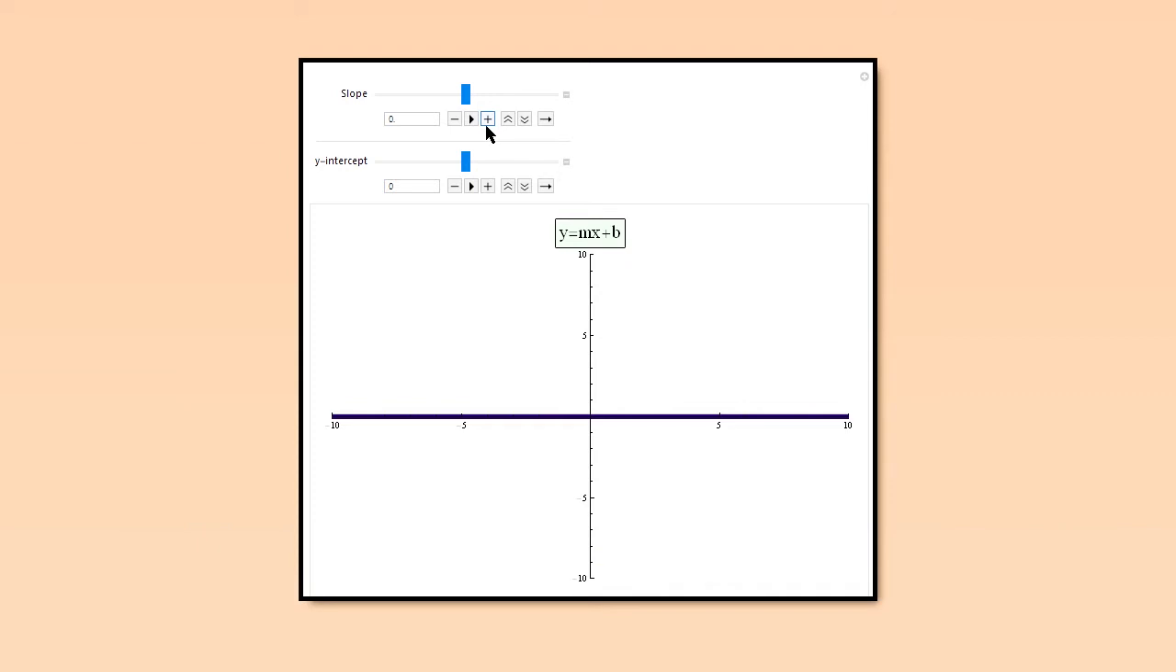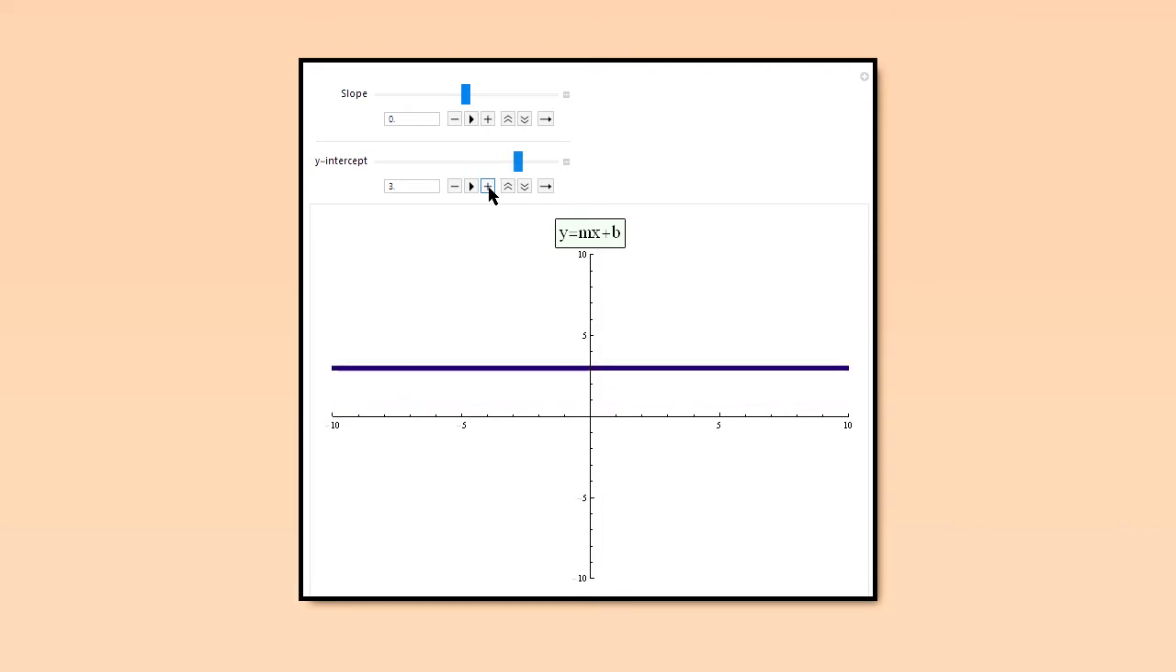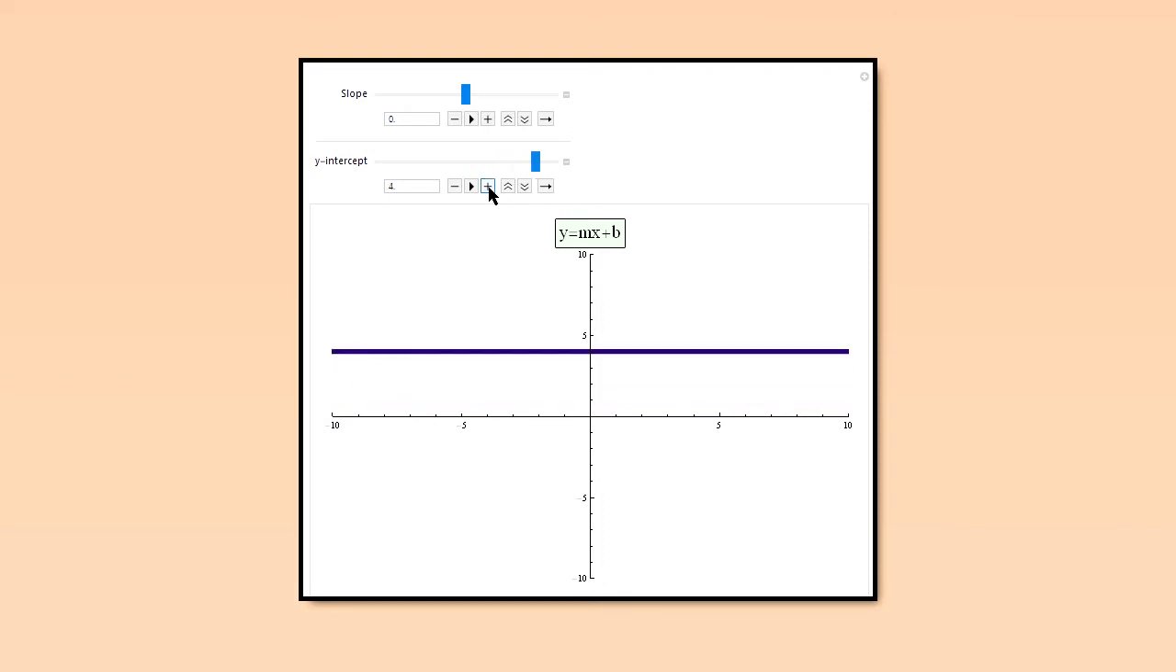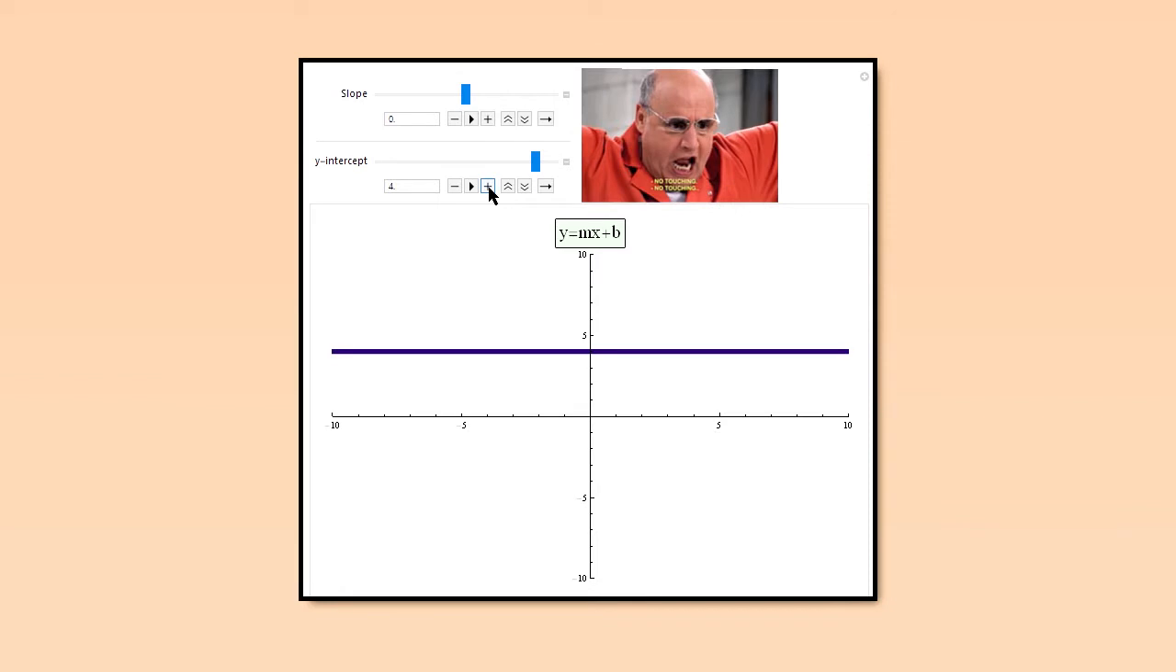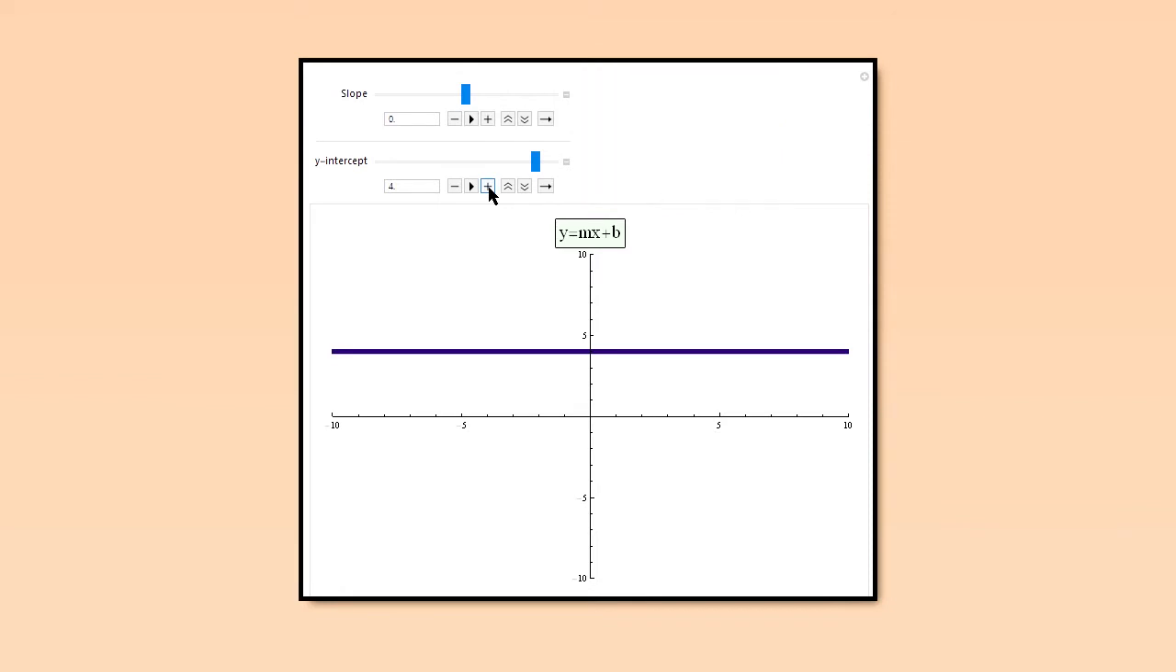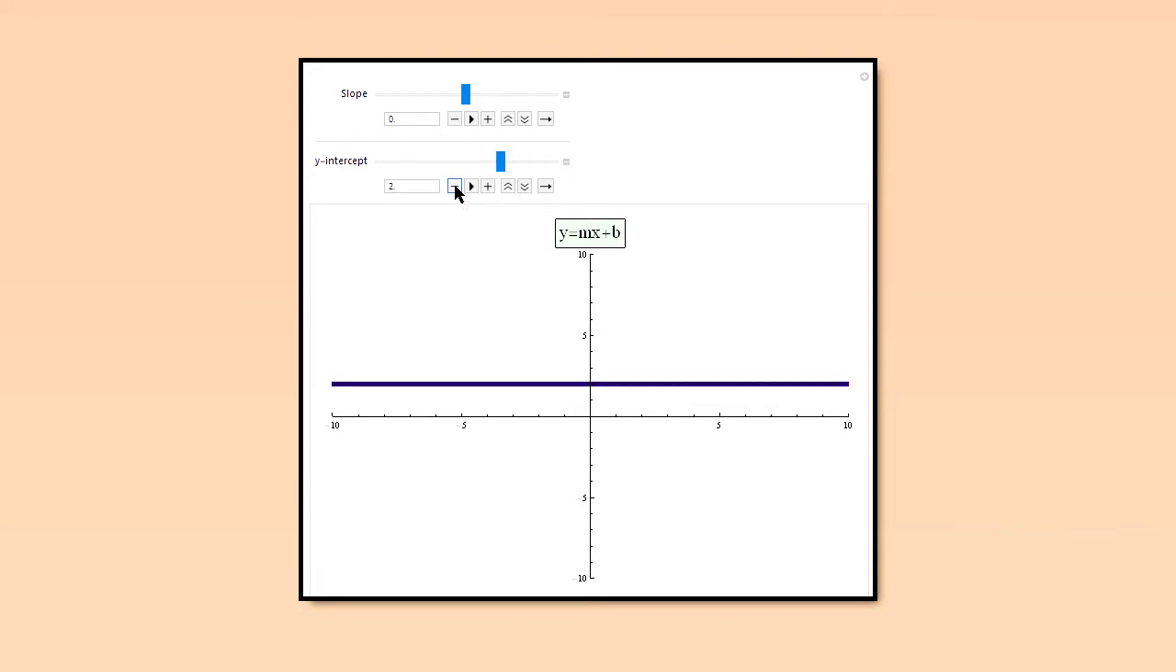Now let's see what happens when we mess around with the y-intercept. Increasing b will move the line upwards. Notice that the slope isn't changing. I'm not toggling the slope slider. Only the y-intercept is being manipulated. Decreasing b will move the line down.